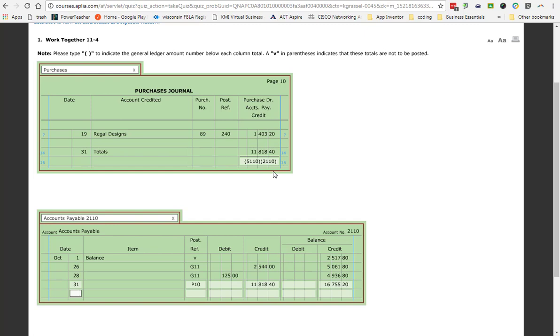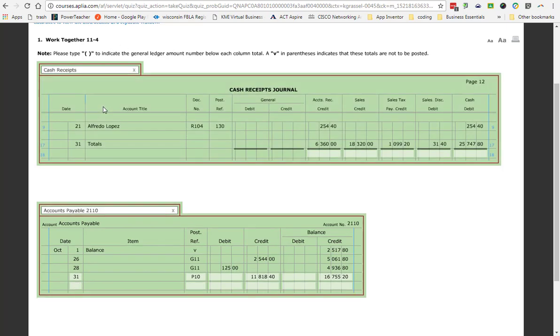Congratulations, you just posted the Purchases Journal. Which journal comes next? Cash Receipts. So when we do cash receipts, I do want to point out, according to Applia right now, there is nothing that we need to do under general debit and credit.